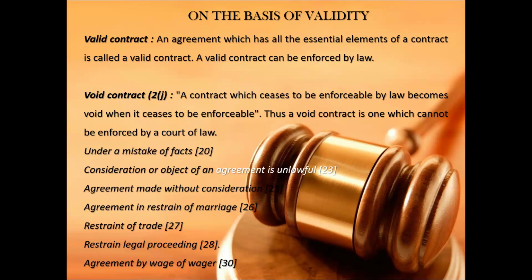Then there is void contract. A contract which ceases to be enforceable by law becomes void. That is when things mentioned in the document are not happening, that is, whatever is promised by both the parties, and either party is not strictly following that. In that case the contract becomes a void one. Or they have done some fraudulent activity on the contract, misinterpreted something, or changed something, purposely or by mistake. Then that contract becomes a void contract. Thus, a void contract is one which cannot be enforced by a court of law. When it becomes void, it doesn't have any law enforcement.